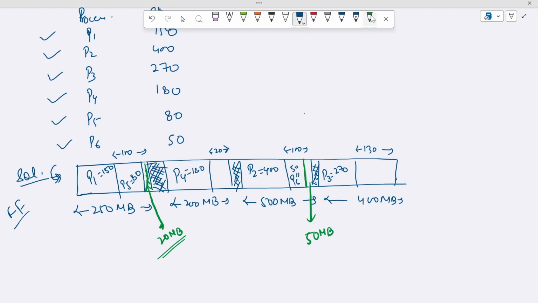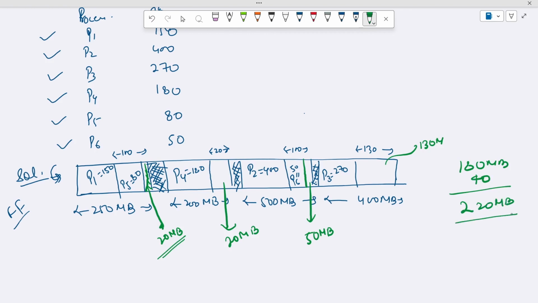Now that all the processes are complete, calculate the external fragmentation. Here 130 MB of space is left. Here 50 MB. Here 20 MB. And here 20 MB as well. So 180 MB from the last two blocks and 40 MB from the other two blocks. So 220 MB of external fragmentation occurs in first fit. I hope you understand how we solve this question. This is first fit.